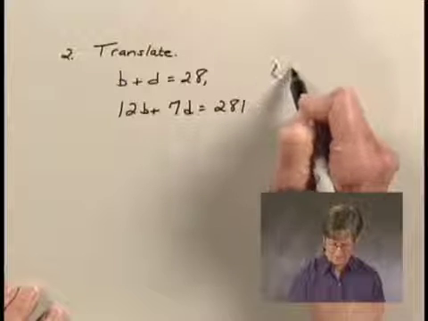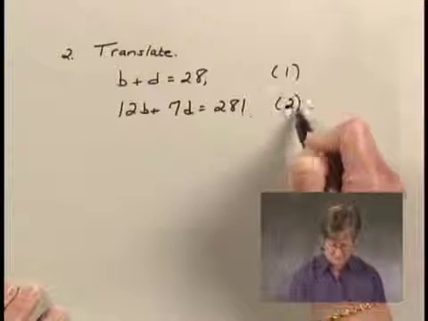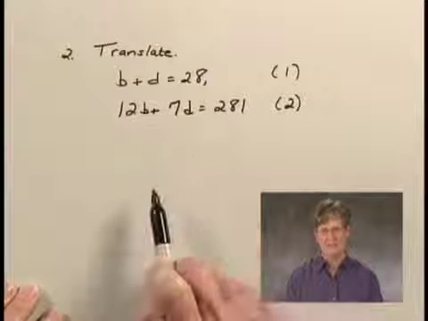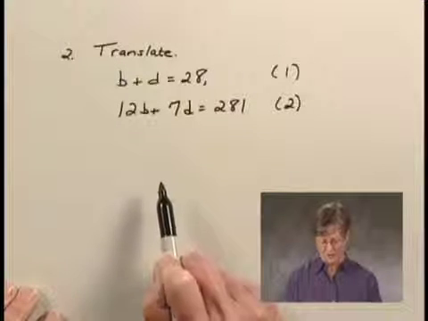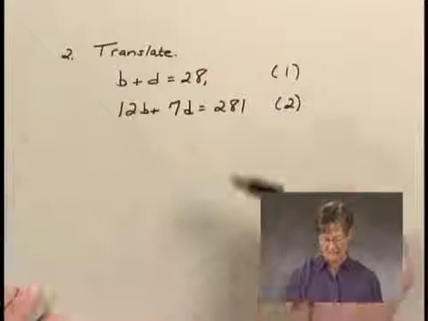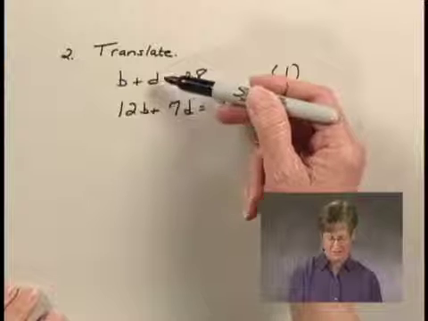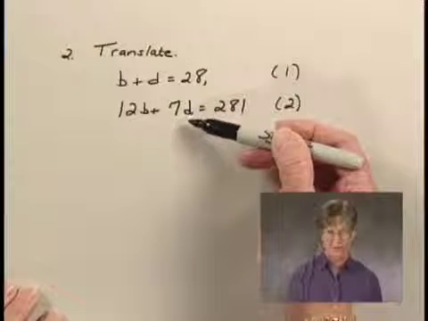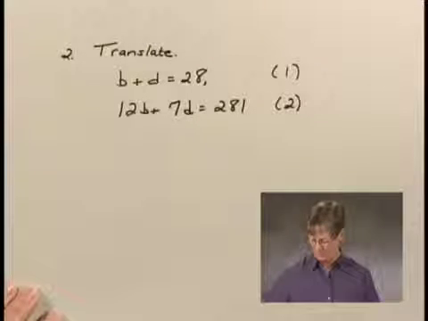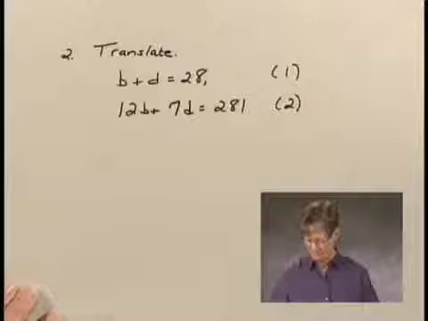I'm going to call this equation 1 and I'm going to call this equation 2 just so that I can refer to them more easily. And let's use the elimination method to solve this system of equations. I see that if I would multiply equation 1 by -7, I would have a -7D term, and that would add with this 7D term to eliminate the D's. So let's begin by multiplying the first equation by -7.